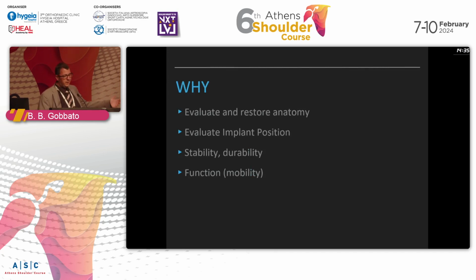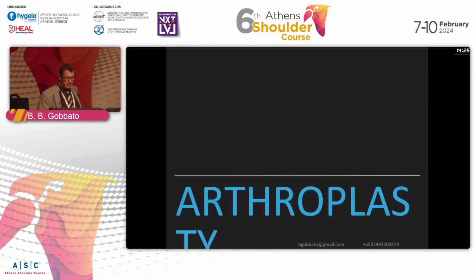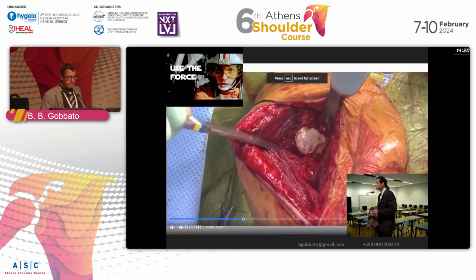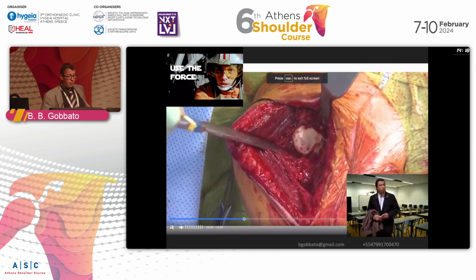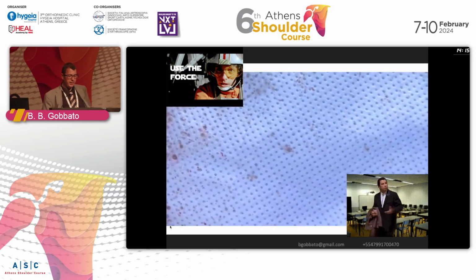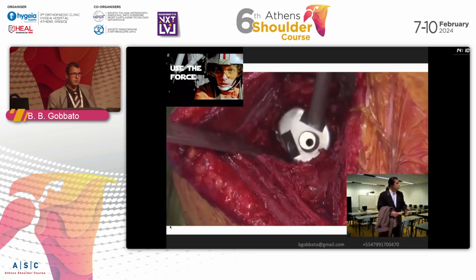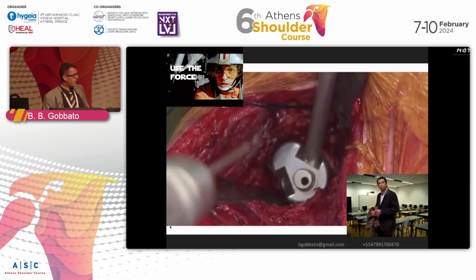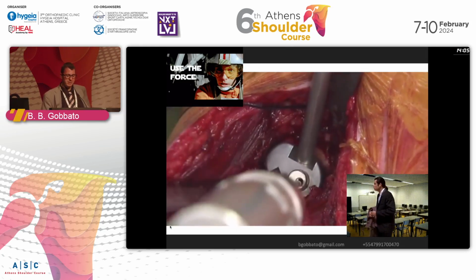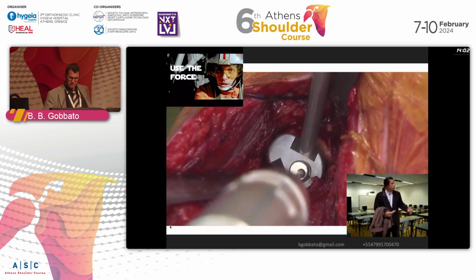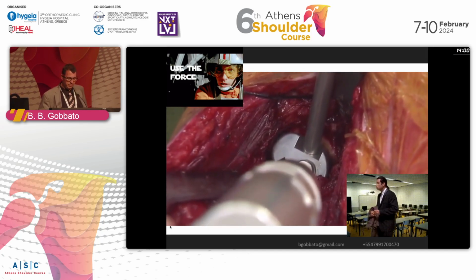So why do we need to plan? Well, because we want to restore our patient's anatomy, we want to evaluate the implant position, because we want stability, durability, and a good function, of course. So first, we were taught that we should expose our glenoid, put a guide that blocks our view, and using the force, like Yoda taught us, we drill, and we think we are in the correct position. That's it. Well, it shifts a little bit. Did you see? Well, maybe now it's the correct position.